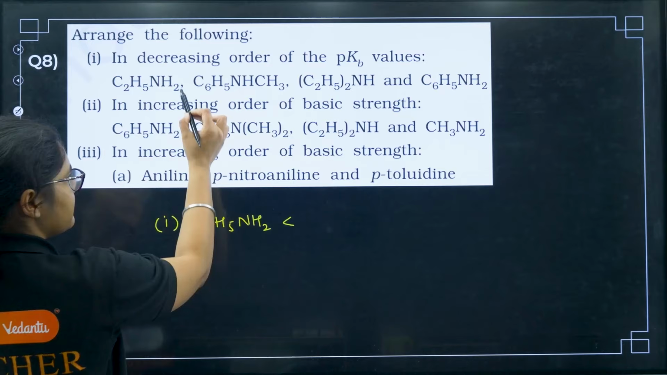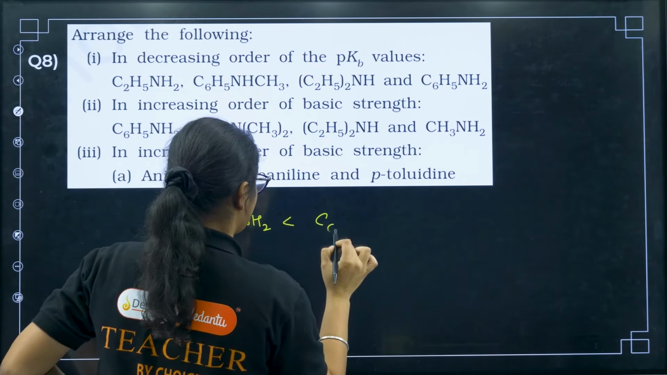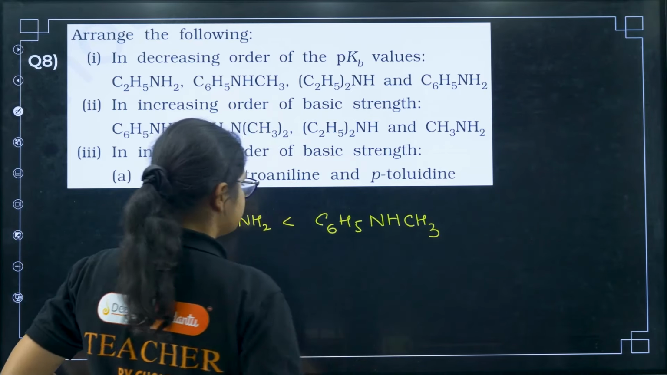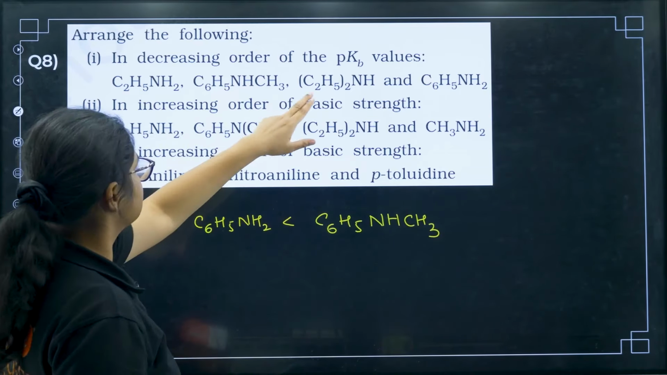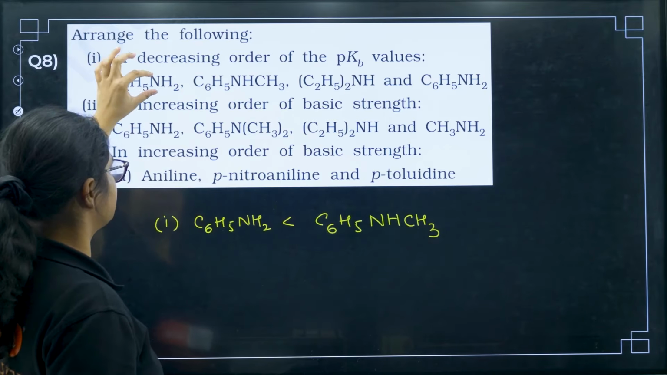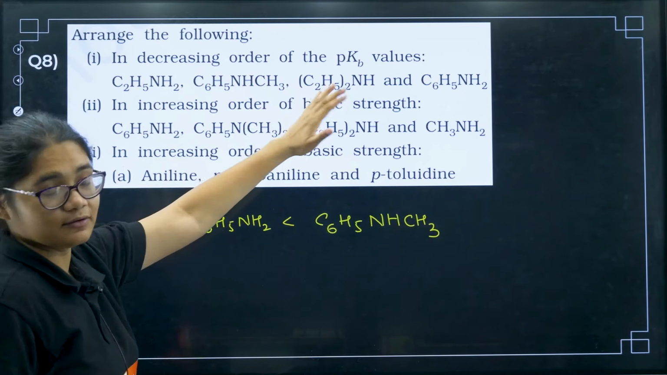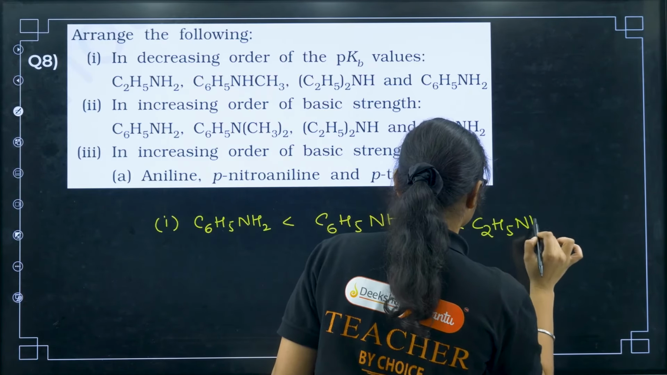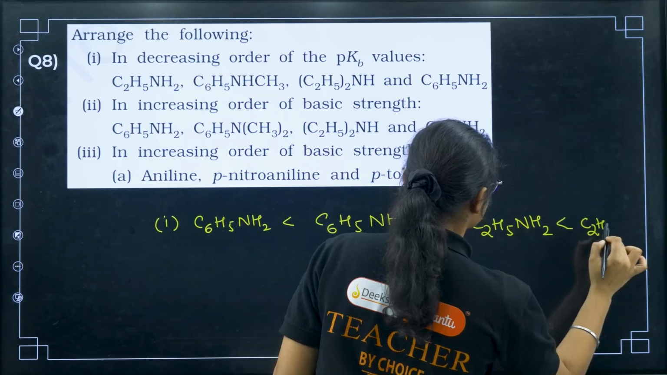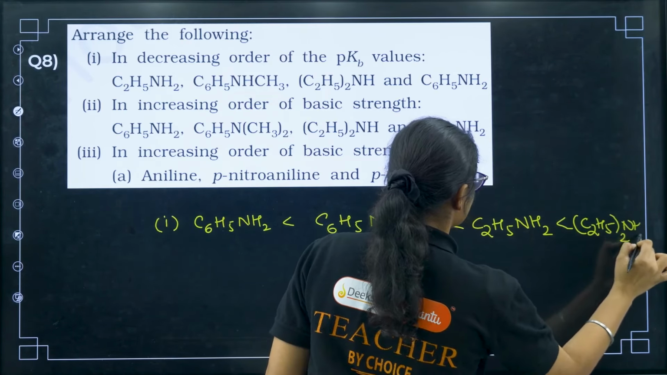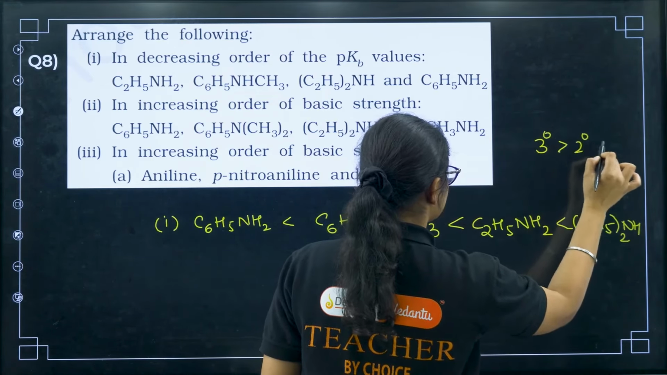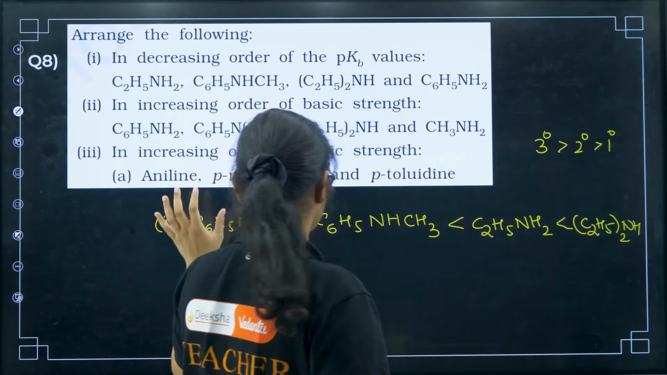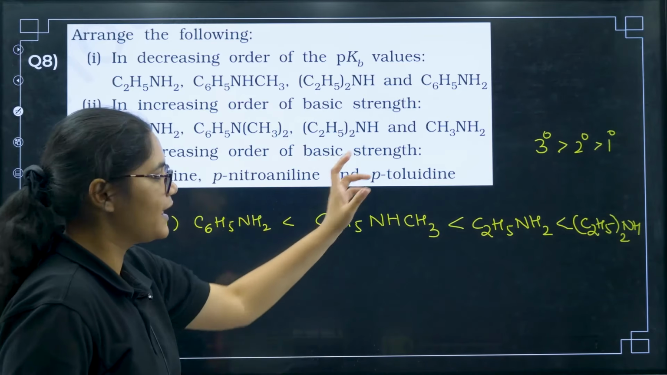Again a C6H5 group is there, which means it will reduce the basicity. So I have this one, C6H5NHCH3. Okay. Next after this is C2H5, and this is C2H5. So here it is primary, here it is secondary. So definitely this one will be more basic. So we have here C2H5NH2 and (C2H5)2NH. Always remember the order in the gaseous phase is 3 degree, 2 degree, 1 degree, right? And whenever we have an aryl amine, it is always less basic than aliphatic amines.